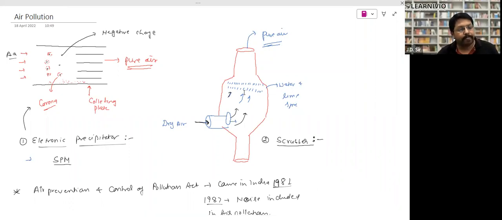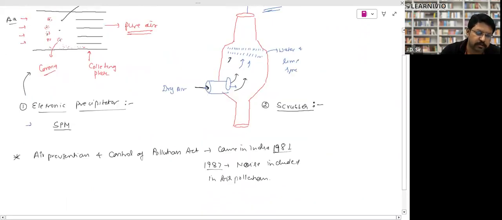First and foremost, what is air pollution? Simple. If you are adding unwanted things which are not desirable to the air, this is called air pollution. To control air pollution in our country, in India, we made the Air Prevention and Control of Pollution Act in 1981, right?